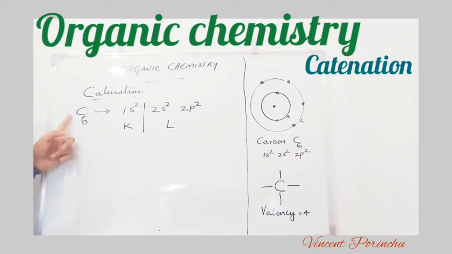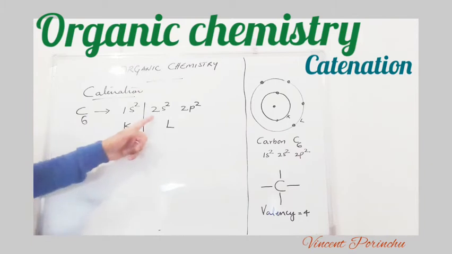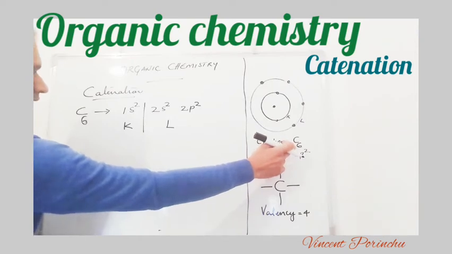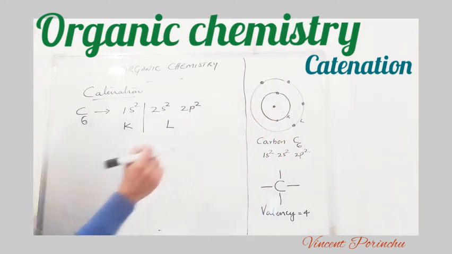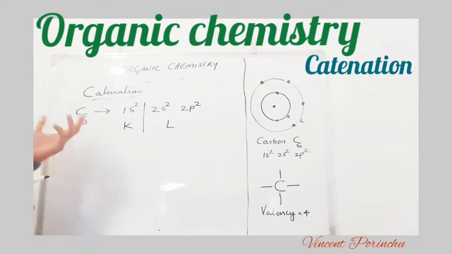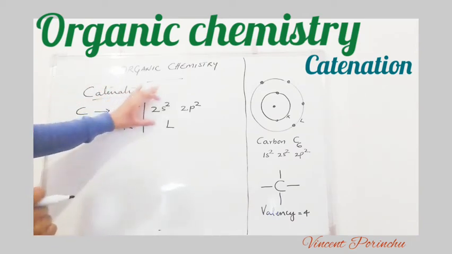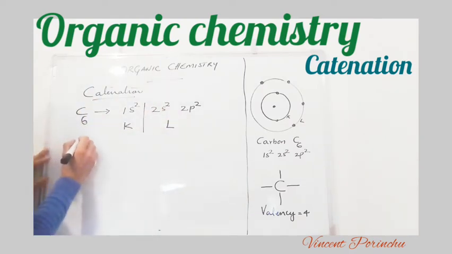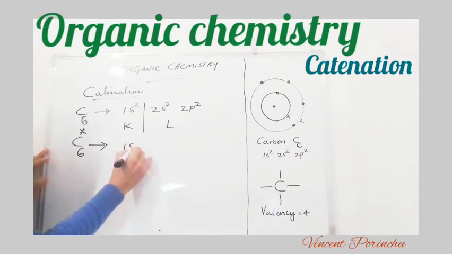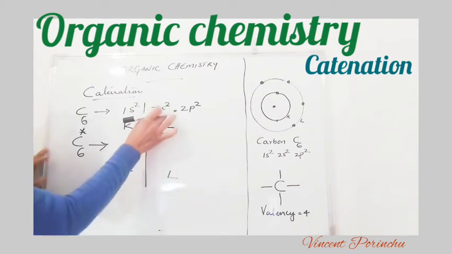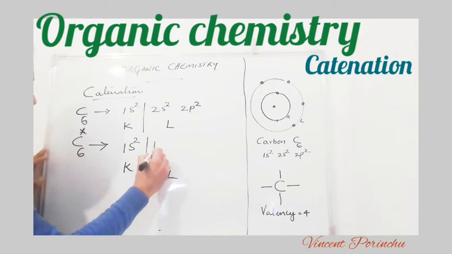So the electronic configuration of carbon atom is 1s2, 2s2, 2p2 because carbon has atomic number 6. That means carbon contains 6 electrons and 6 protons. So when we write the ground state electronic configuration of carbon atom, we can write like this: C6, 1s2, 2s2, 2p2. When we write the excited state electronic configuration, I'm not changing the first part, 1s2, that's the K shell, and the L shell contains 2s and 2p orbitals. So I'm just writing the box model.